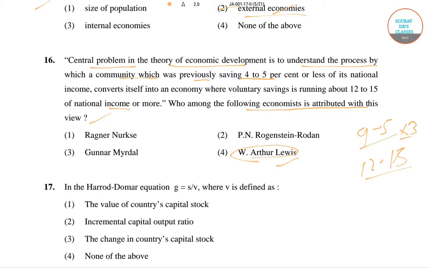Arthur Lewis basically said the central problem of the theory of economic development is to understand the process by which a community which was previously saving 4 to 5% of its national income converts itself to 12 to 15%. So how does it take place? This was given by Lewis. So for question number 16 the right answer is option 4.